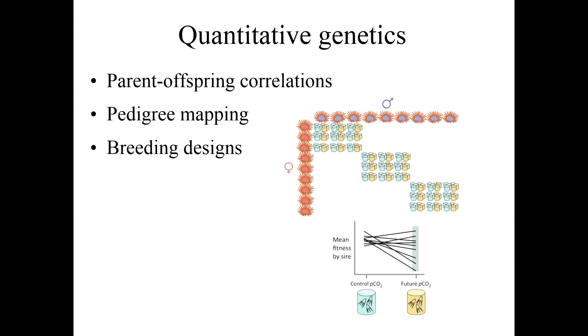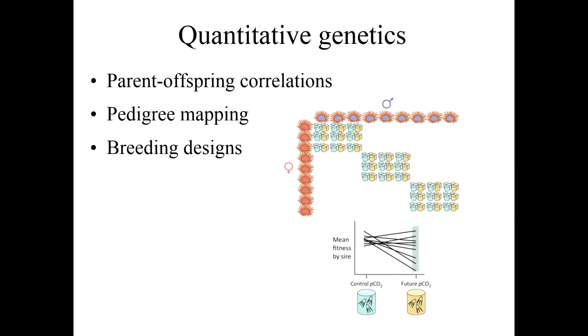One of the strongest techniques and the most promising is quantitative genetics. And this is a field that's been around for a long time. It's been a mainstay of evolutionary biology. But really, particularly as climate scientists or ecologists, we haven't picked it up as well as it really deserves to be. But there are a few people that are really doing that now.